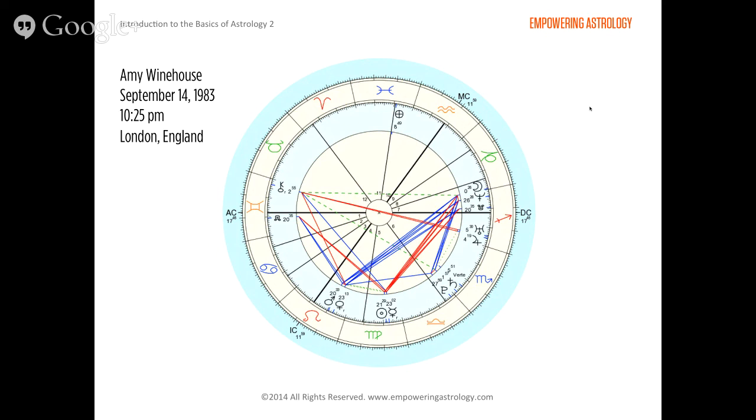And then these lines that you see, the red ones would be your challenging aspects, and your blue lines will be your harmonious aspects. Again, there's no such thing as good or bad.